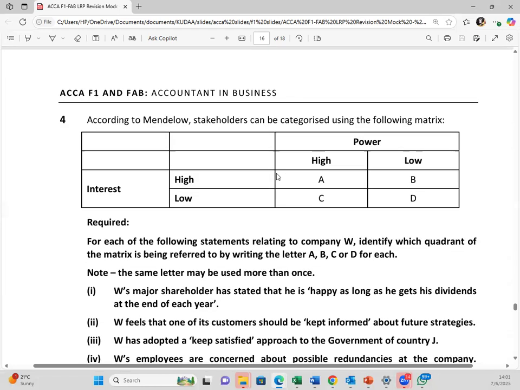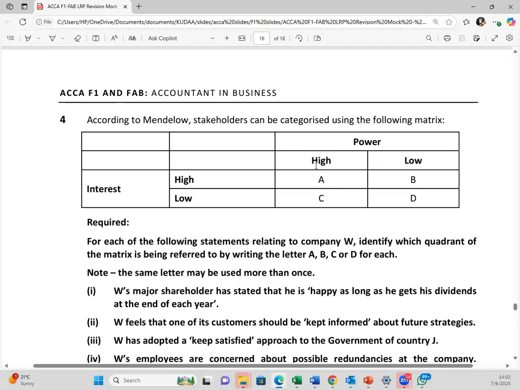So we have the Mendelow matrix. So for the Mendelow matrix, we have this quadrant A. The quadrant A, this is where we find stakeholders that have a high interest and a high power. So this matrix is used to analyze our stakeholders.